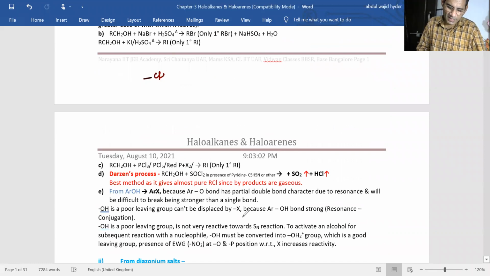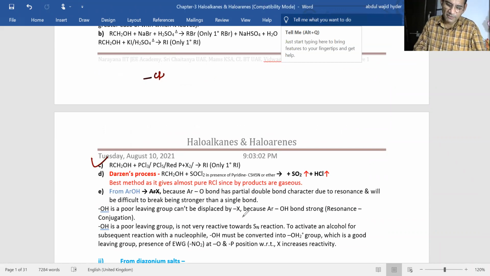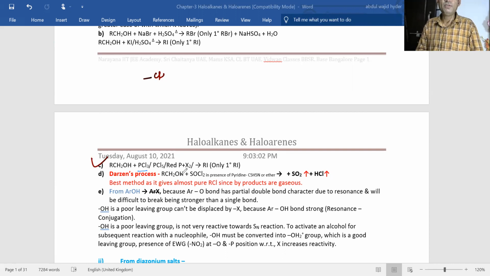Now, whenever any organic compound reacts with PCl3, the product formed will always be H3PO3. If it is PCl5, then the product formed will always be POCl3. And if it is SOCl2, then the product formed will always be SO2. So this is already done. And the drawback of this one is that it is only for 1 degree haloalkane, not for 2 degree or 3 degree haloalkane. Then Darzens' process, SOCl2, that is also done.